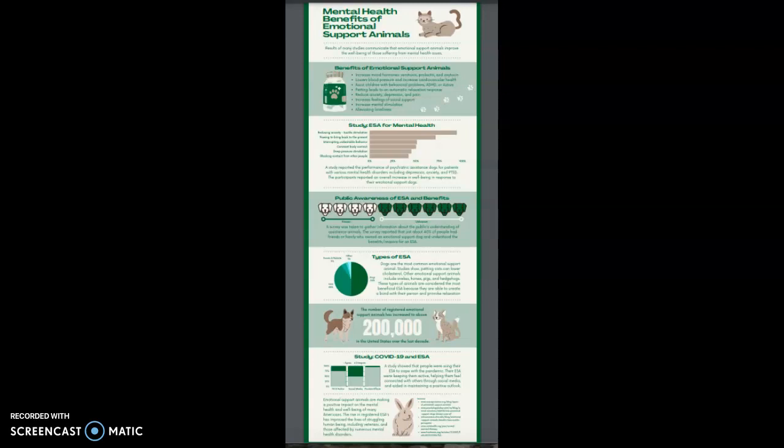Visual hierarchy in design means the arrangement of elements by levels of importance. By including visual hierarchy in the infographic, I was able to lead with the main idea of the topic here, then support that idea with facts down here. The main idea is the mental health benefits of emotional support animals.